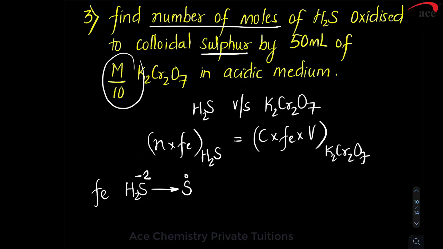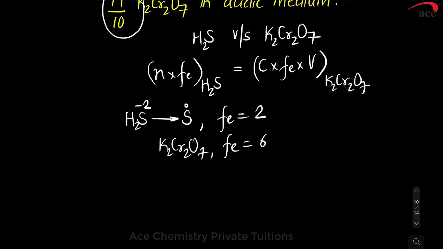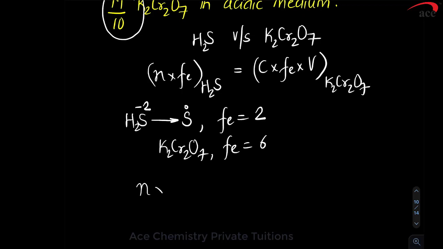H2S during a reaction gets converted to sulfur, with oxidation state 0. They have given colloidal sulfur. It goes from -2 to 0, so the factor is 2. So the factor for H2S is 2. And we already are aware the factor for K2Cr2O7 is how much?